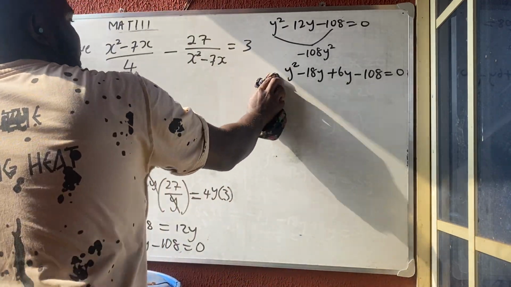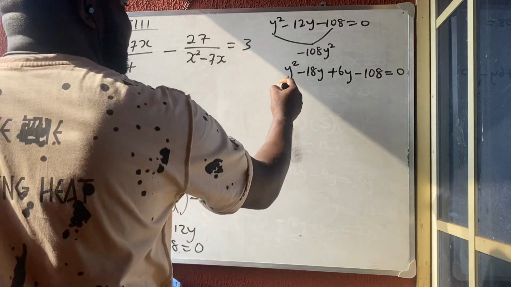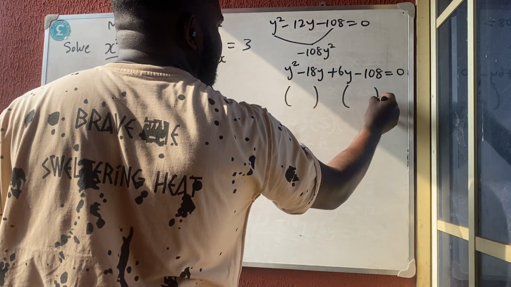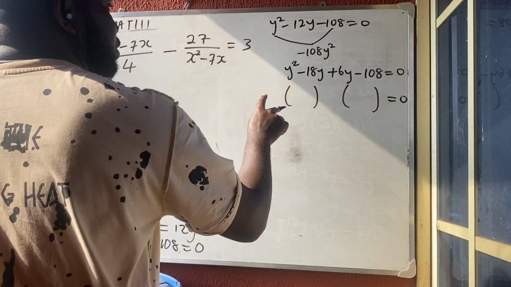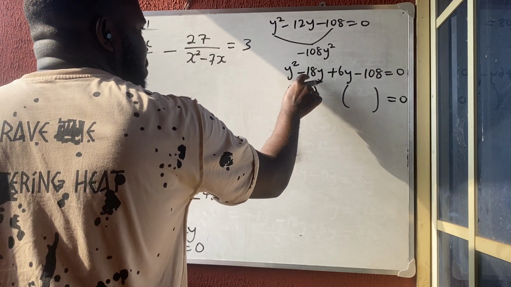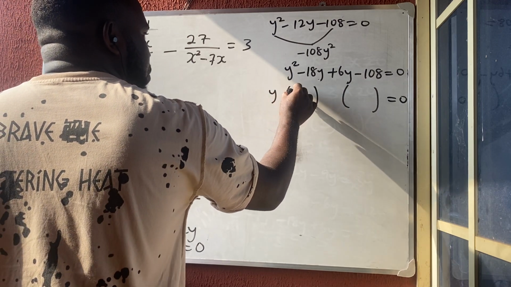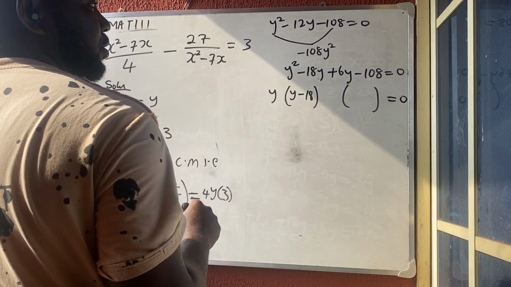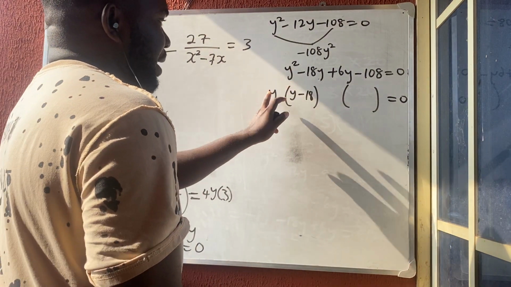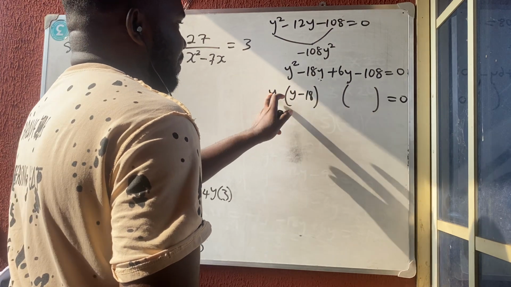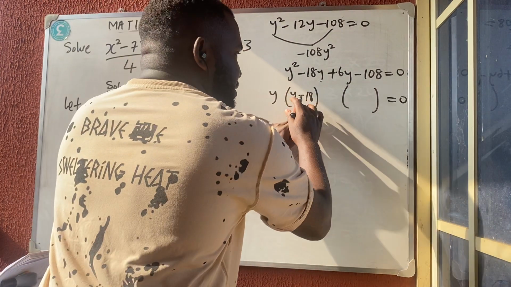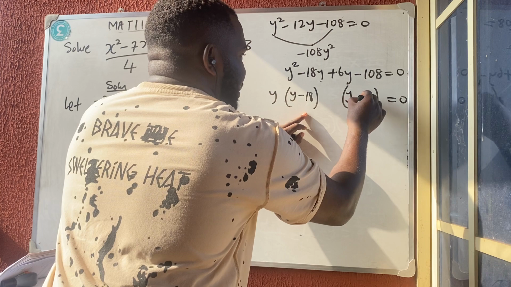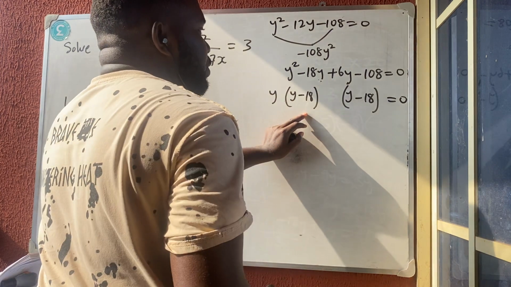So now, the next thing you do is what? Open two brackets. If I open two brackets equal to 0, I will now have that what? What is common between these two is what? Y and what? Y minus 18. Is it not? Yes. Because this divided by this, I'm having y. 18y divided by this, I'm having 18. So anything that is here must be here. Y minus 18.